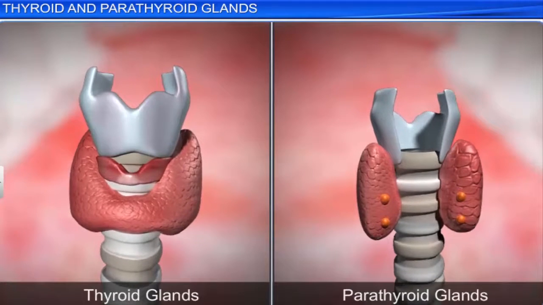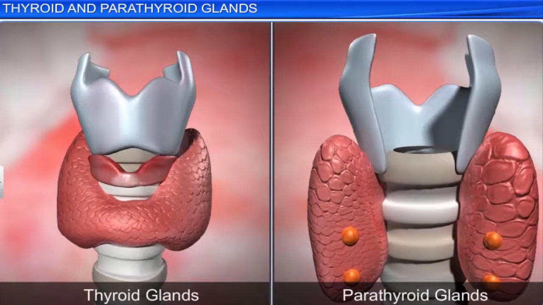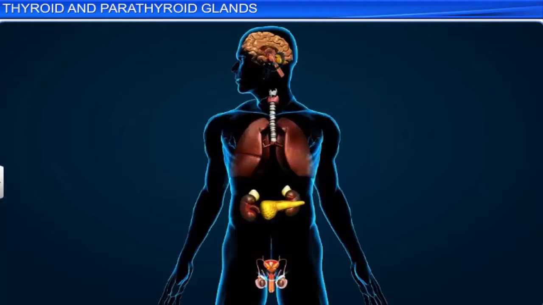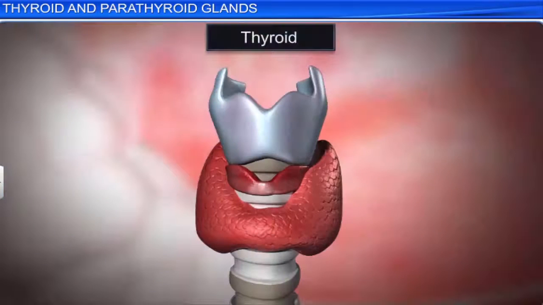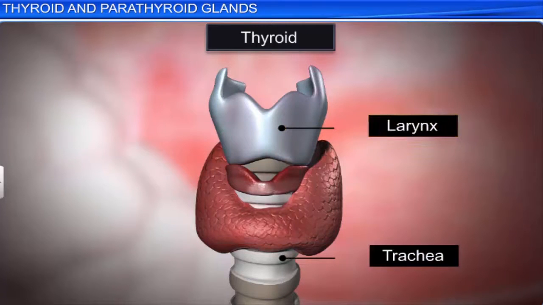Thyroid and parathyroid glands play a crucial role in various metabolic reactions taking place in the human body. In humans, the thyroid gland is a median endocrine gland located in the neck between the trachea and larynx. It has two lobes interconnected by a transverse non-glandular connective tissue called the isthmus, which is H-shaped.